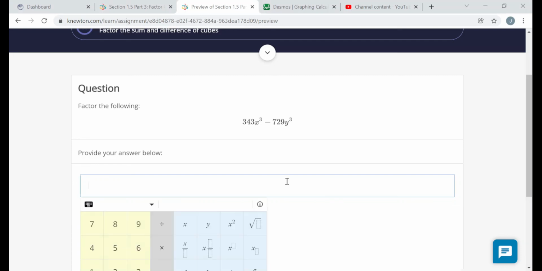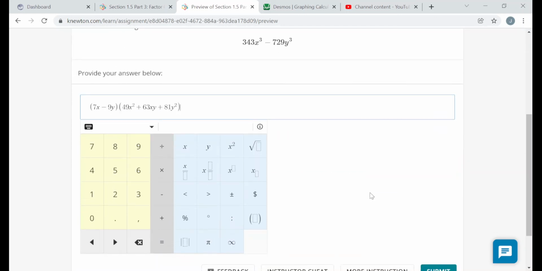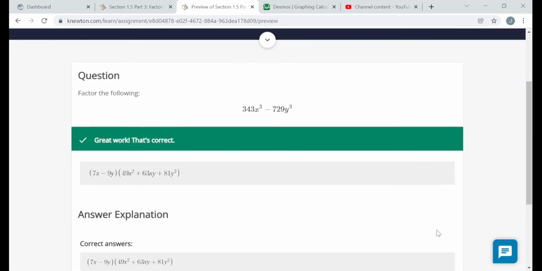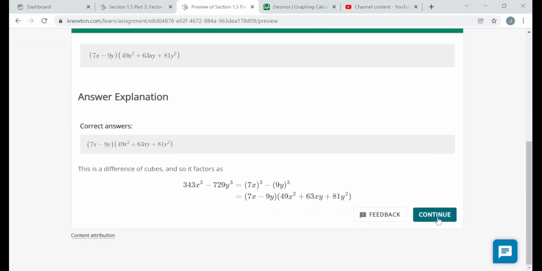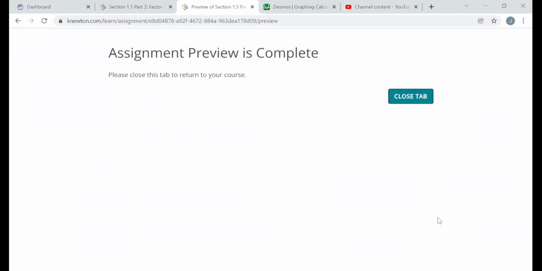So going back to the assignment page here. So in one set of parentheses, we got 7x minus 9y times 49x to the second plus 63xy, and then plus again 81y squared, and close the parentheses, and that looks exactly like what I wrote. Just double checking and submit. Wonderful. Alright, and again, please read through your answer explanations, and that should be it for this assignment here, or at least this preview of the assignment.